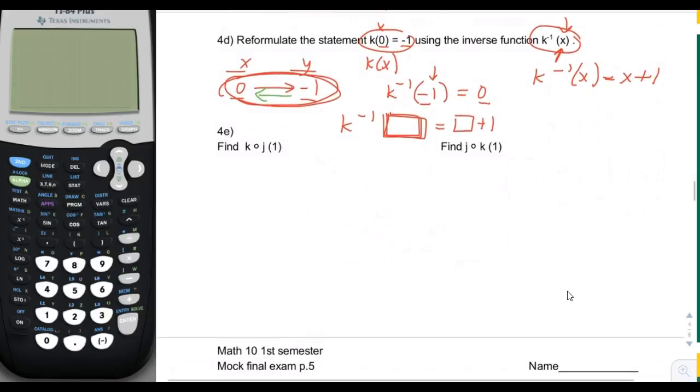Okay, let's move on to 4e. Remember, the idea of these videos is to generate questions and doubts in your head that you're going to go to class and ask your teachers to explain to you in more depth about the parts you might be confused about. Okay, let's look at this notation.